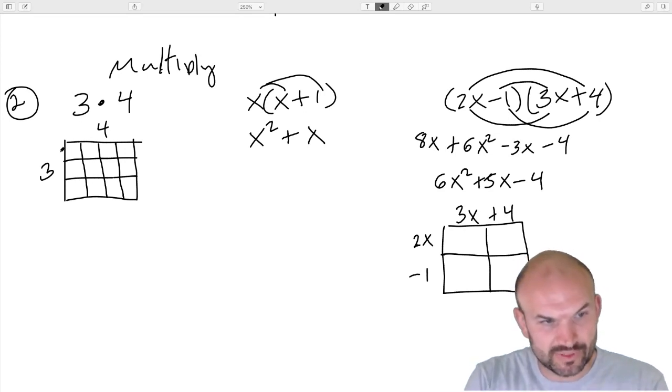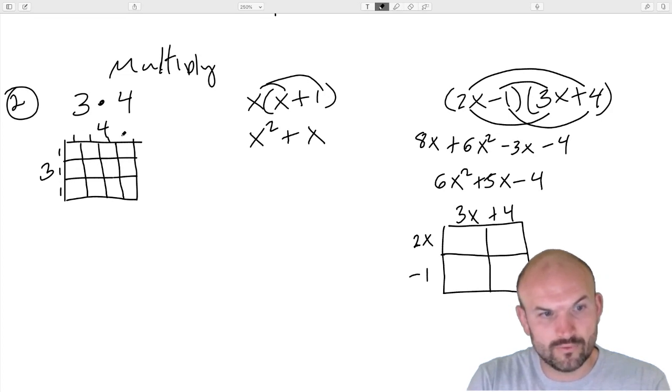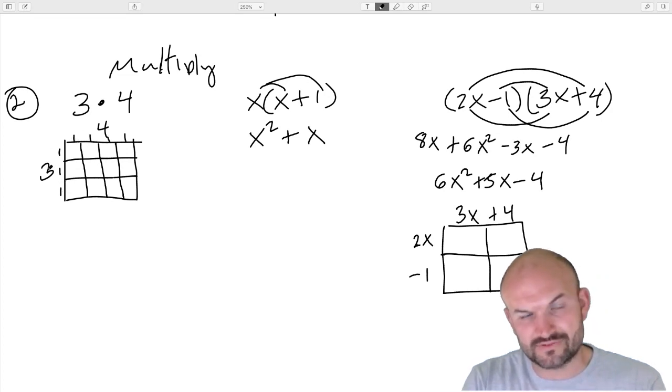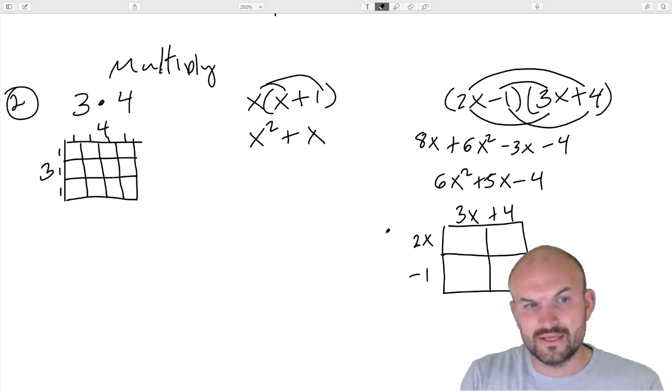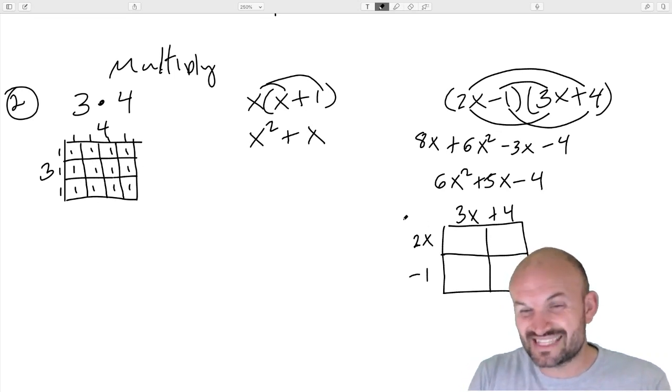Let me put it this way. This is like 1, 1, 1. This is like 1, 1, 1, 1, right? 3 ones get us 3, 4 ones give us 4. So 1 times 1 is 1. And that's why we added all of those up when we found the area of each of those to give us 12. So here, that's exactly what I'm going to do.